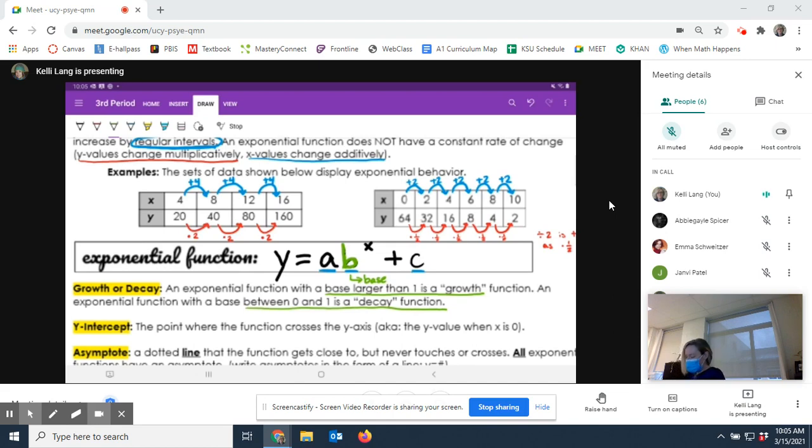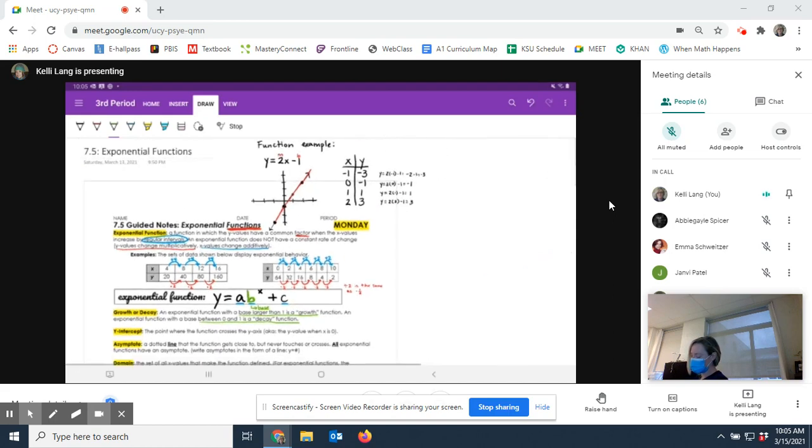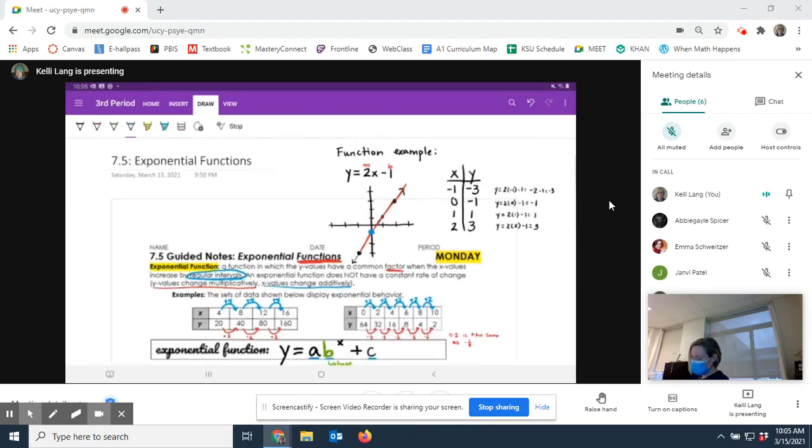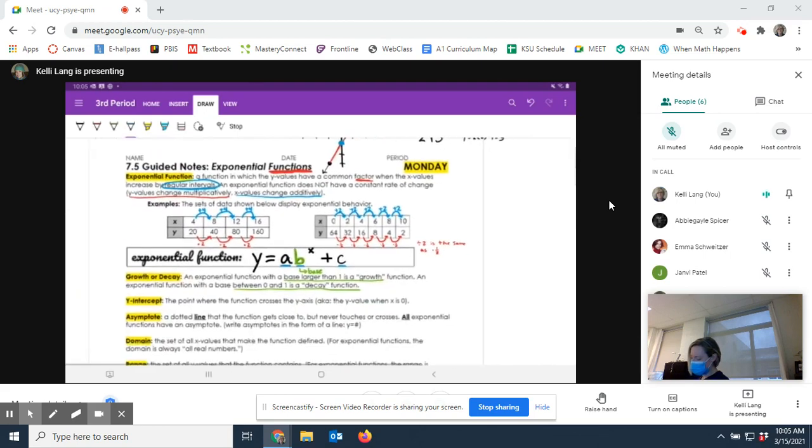Next, we're going to look at the y-intercept. You guys already know what this is. Functions have y-intercepts. So just real quick, I'm going to scroll back up to the top of the page. The y-intercept is the point where your graph crosses the y-axis. So on this very first example we did, this function crosses the y-axis at -1. Exponential functions will have that kind of feature too.